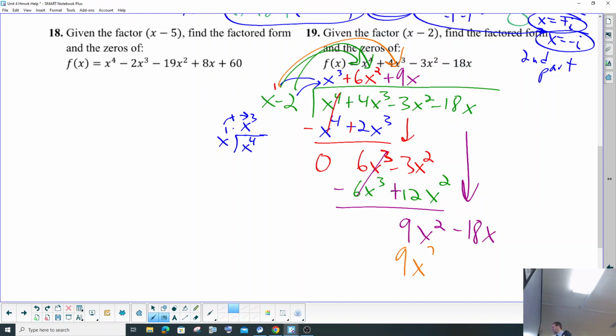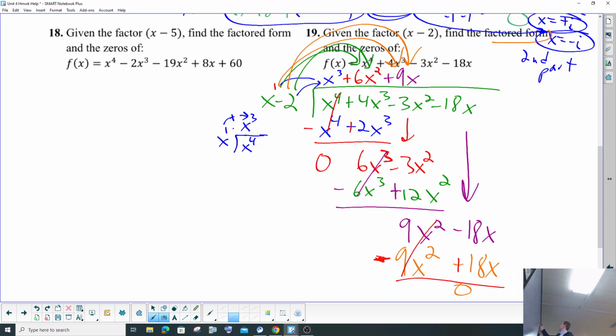Okay, there we go. And then what's negative 2 times 9x? It's a negative 18x. And then we change those signs, so those cancel. We get a remainder of 0. That means that's our answer: x squared plus 6x plus 9x, wait, x cubed... we get x squared times x, that is, x cubed plus 6x squared plus 9x.